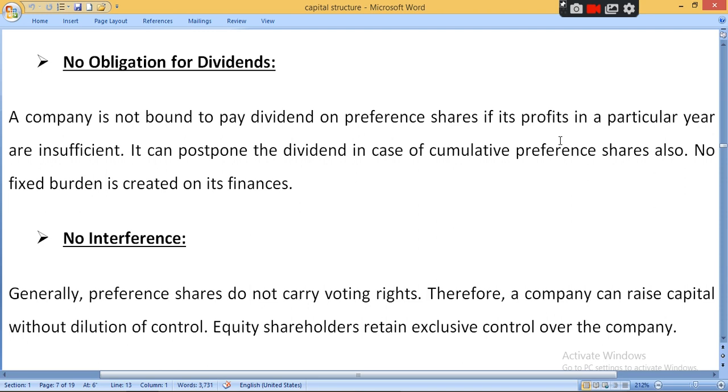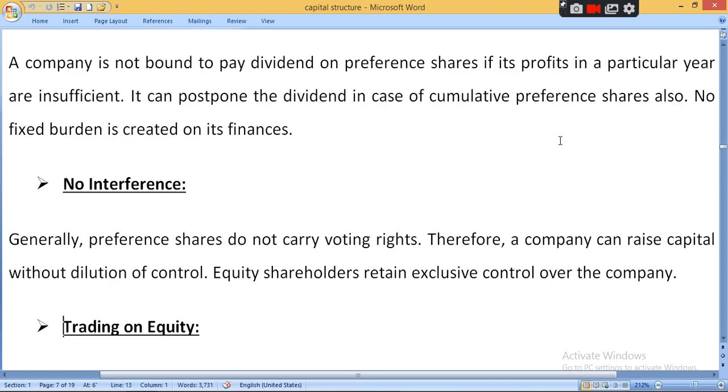So here a fixed burden is created on its finance, but generally there is no obligation, meaning there should be no kind of burden because dividend is not compulsory and totally depends on net profit. No interference means preference shareholders have no voting right, so they cannot interfere in the management of the company. Only equity shareholders have a voting right, so they can interfere.